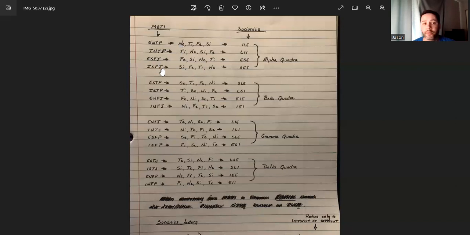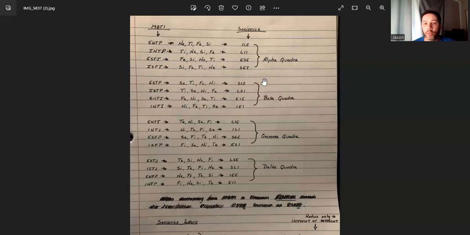ISFJs, as you see here, still have NE. They still value NE. They're just not good at it, but they value it. They care about it. And the same goes for everybody here. Look at it carefully. They all use the same stuff. That's why they come together and they form the same quadra.